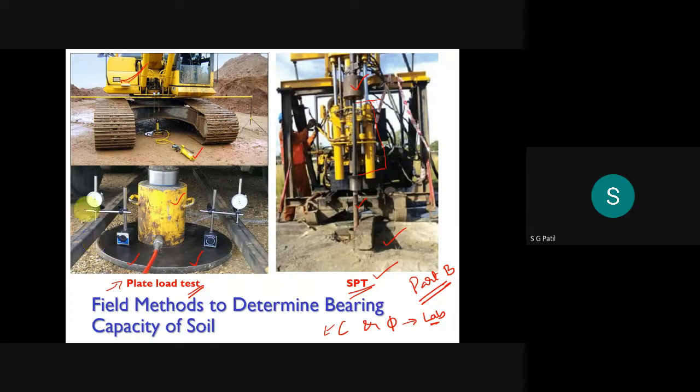To measure the settlement, we have some dial gauges here. With the help of these dial gauges, we will measure the settlement of this plate, and then we will draw a plot between settlement and the applied pressure. Then we will get a curve, and with that curve we can calculate the settlement as well as the bearing capacity of the soil. This is my second test. In detail, I plan to finish the standard penetration test in today's class, and in tomorrow's class I will take up the plate load test.